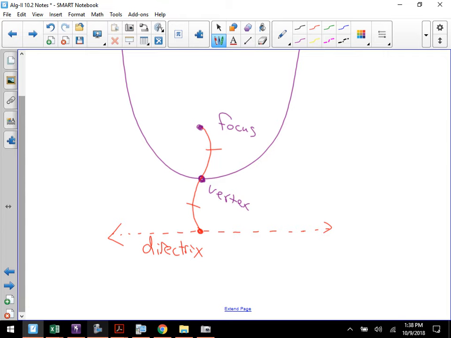So we call this value P. This p-value is the distance from a vertex to a focus, what you're looking at. Every conic section that we're going to talk about is going to have a vertex. If you have a parabola moving upward, that vertex looks at a focus. If it's moving to the right, the vertex looks at a focus.